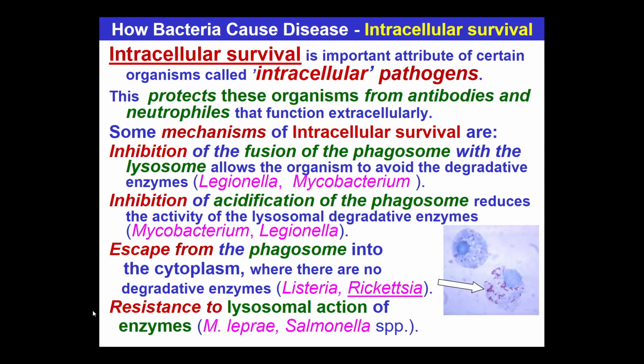And final mechanism, resistance to the action of lysosomal enzymes. Some bacteria are directly protected from digestion by lysosomal enzymes. Examples are Mycobacterium leprae and some species of Salmonella.